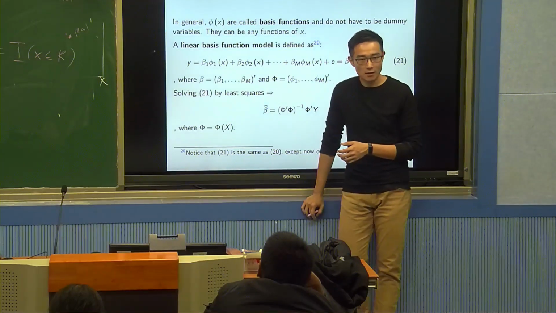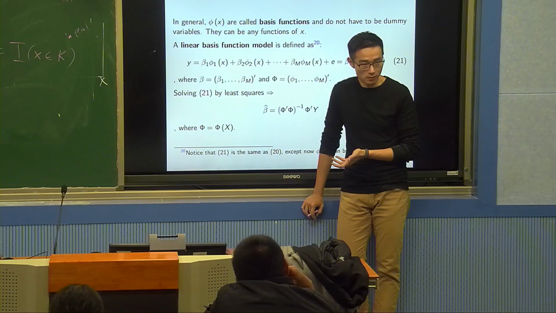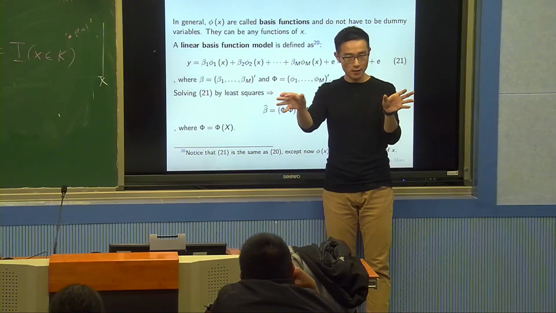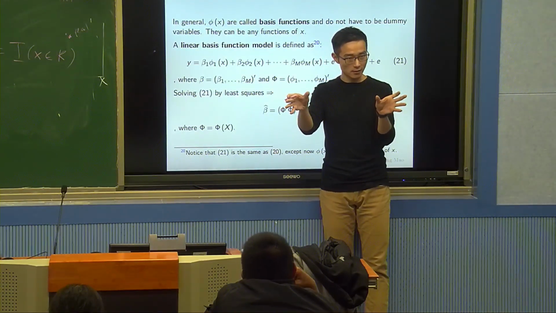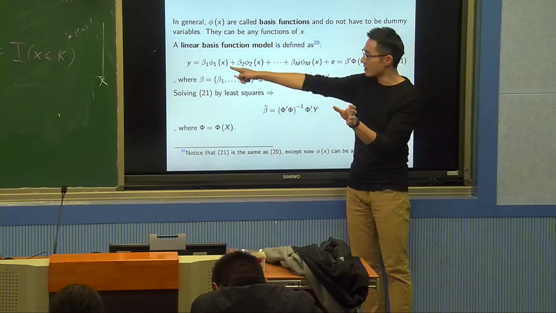A random forest is a linear basis function model. Why? In random forest, we generate many bootstrap samples, and we're combining them together. So in random forest, we're combining many trees. So let each phi x be a tree.